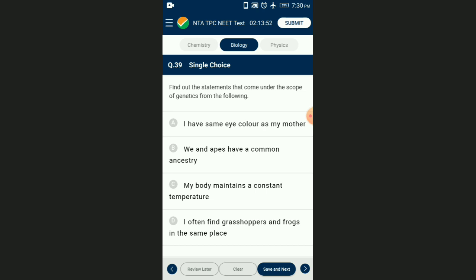Question number 39. Find out the statements that come under the scope of genetics from the following. The term genetics was coined by Bateson in the year 1905. It is a branch of science concerned with biological properties and their inheritance from one generation to another. I have the same eye color as my mother. So that is the statement that comes under the scope of genetics. So the answer for this question is option A.